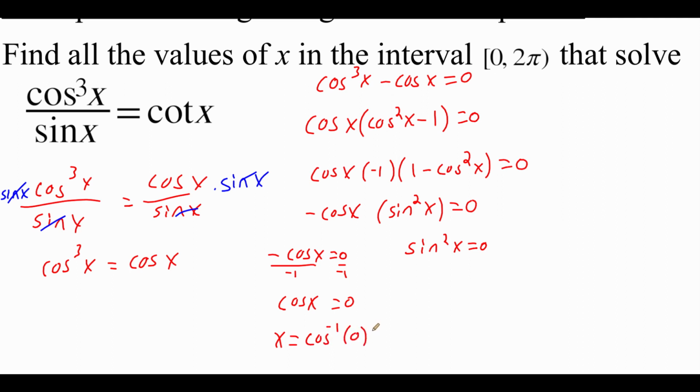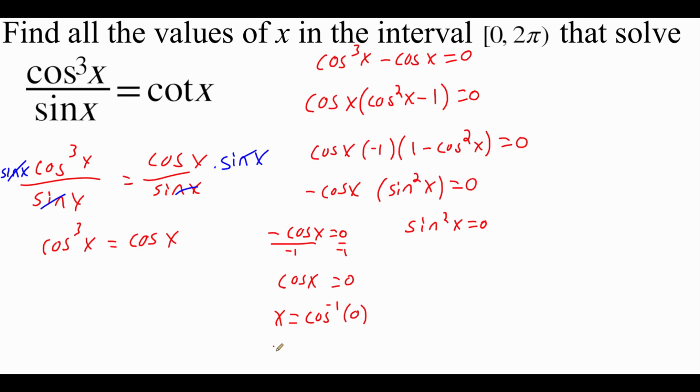And now we're going to think about our unit circle. And the cosine is the x value from the ordered pair. So if we're trying to find an angle on the unit circle where the cosine, the x value, is 0, there's two places where that's going to happen. That happens at the angle pi over 2, and it also happens at the angle 3 pi over 2.